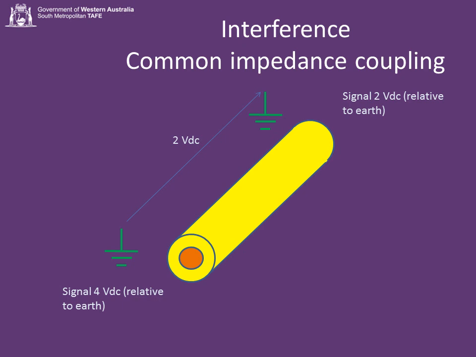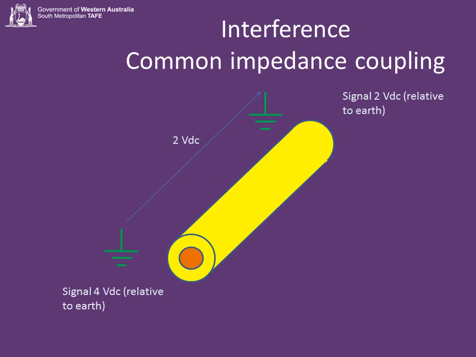Another type of interference is common impedance coupling. This is where there is a difference in the earth potential at either end of the cable. It doesn't normally matter unless this is a signal.